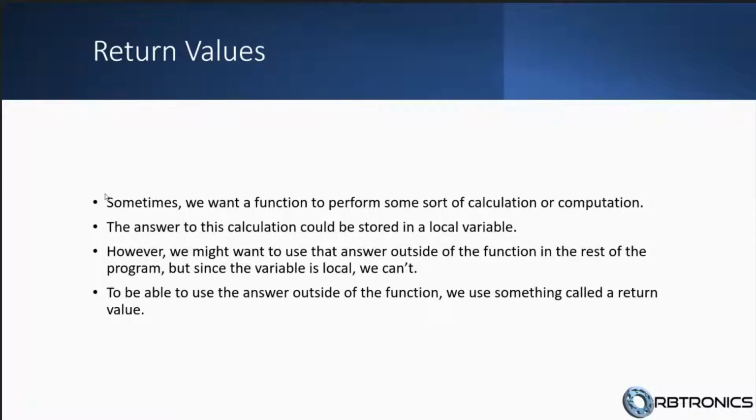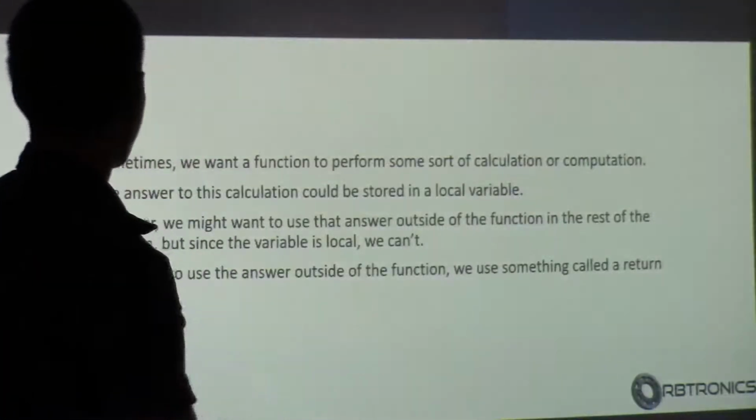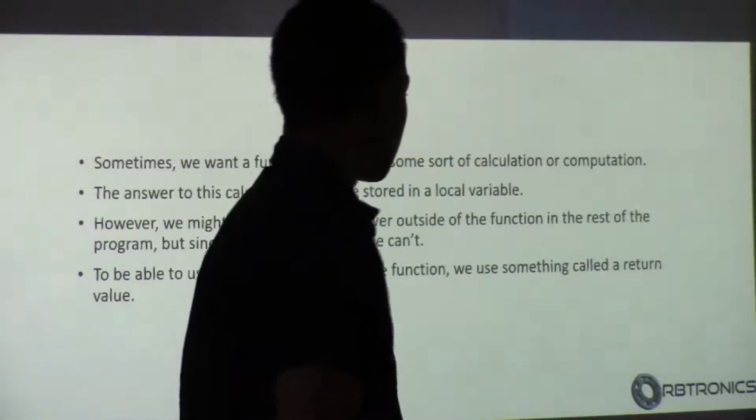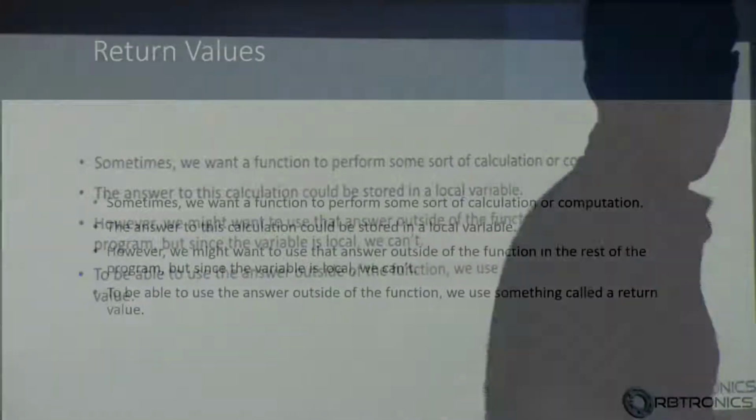So let's say we created a variable x, we created a variable y, then within our function, we created a variable z and said z is equal to x plus y. And we may want to use z somewhere else in our program. We can't do that if we don't use something called a return value. Since the variable is local, we can't use it outside. To be able to use the answer outside of the function, we use something called a return function or value.